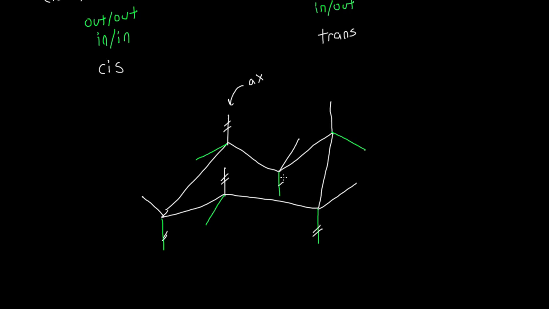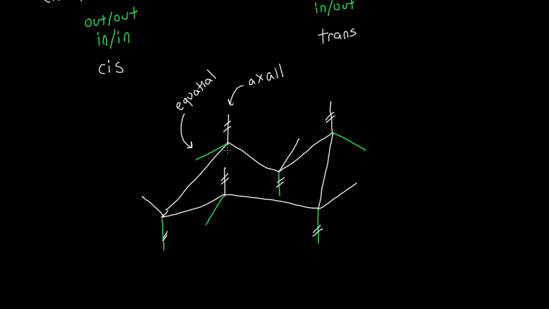Obviously this one is here. This is axial and this is axial. So all the ones with the little dashes are axial, and the ones that I didn't mention are the equatorial ones. And we covered that in a previous video, so I won't get into too much detail. Axial right there.